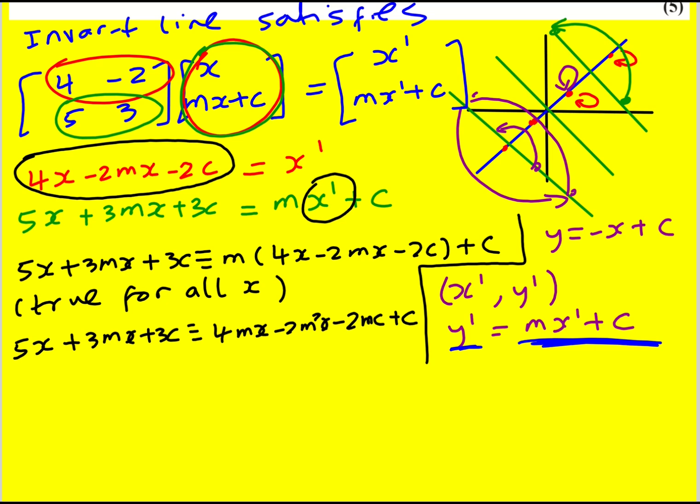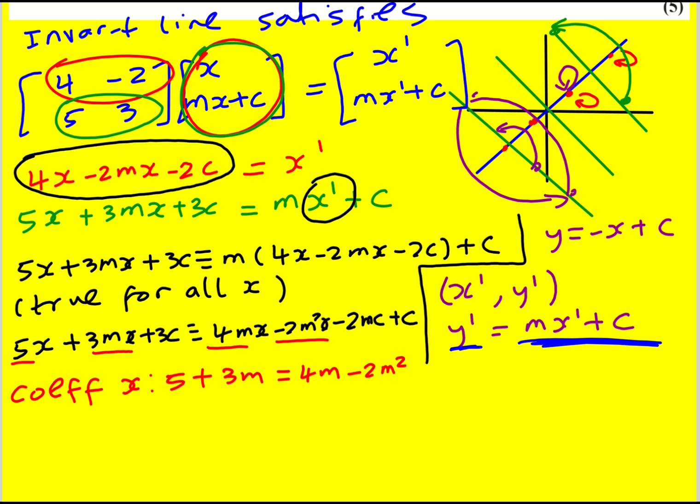And this, you can try and collect all the x's on one side and all the constants on one side. I don't worry about doing that. What we can now do is compare coefficients. Let's compare the coefficients of x. Because this is true for all values of x, it must be that the coefficients equate. So 5 plus 3m is going to equal 4m minus 2m squared.